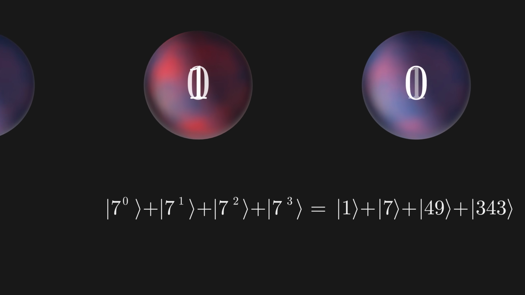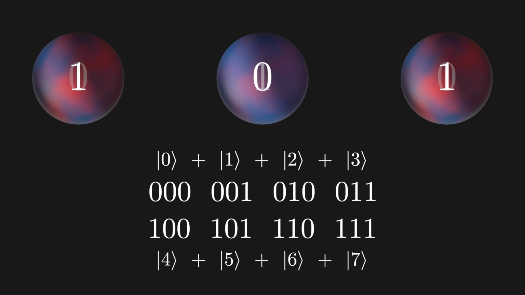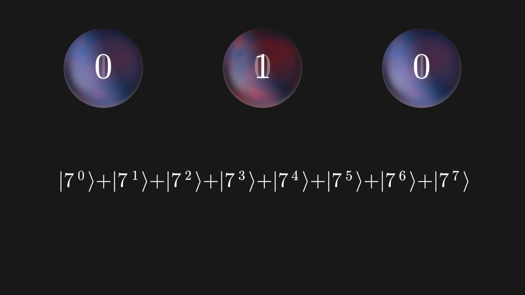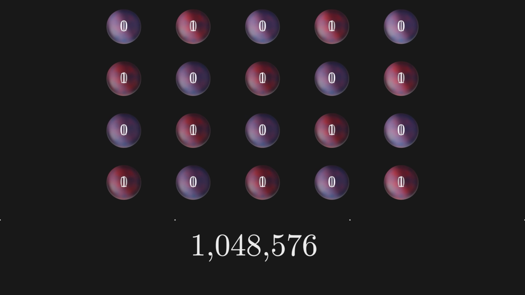If we add another qubit, we double the number of possible states. So with three qubits, we can represent 8 states, and thus perform 8 calculations all at once. Increase that number to just 20 qubits, and you can already represent over 1 million different states, meaning you can simultaneously compute over 1 million different answers.